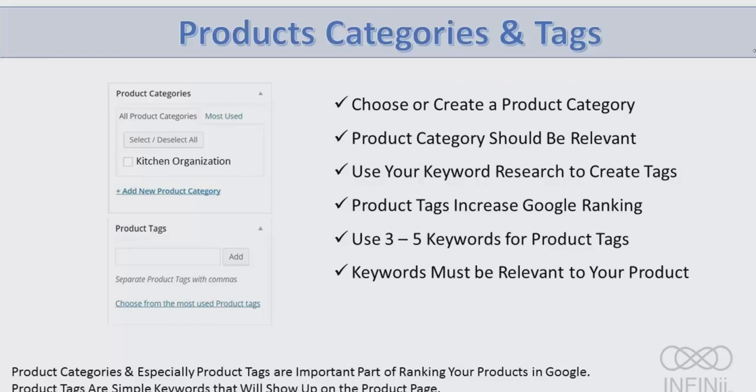Product tags is a totally different story. Think of product tags as keyword phrases. You want up to 5 different keyword phrases related to your product. So with that in mind, we would enter wall mount pot rack, wood pot rack with shelf, or kitchen pot rack. It is very important to not use more than 5 product tags, as it will look very spammy to Google, and that's not what we want.